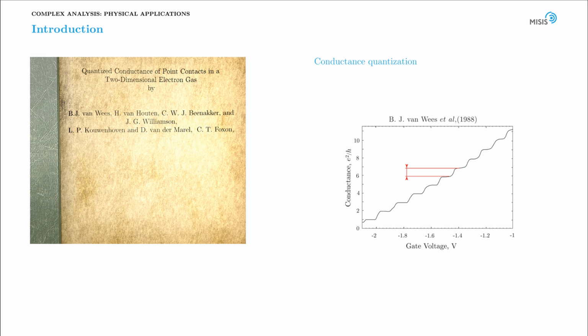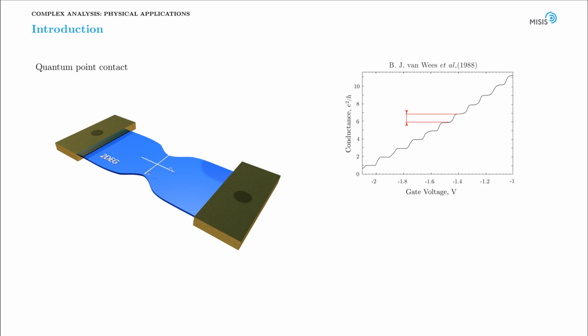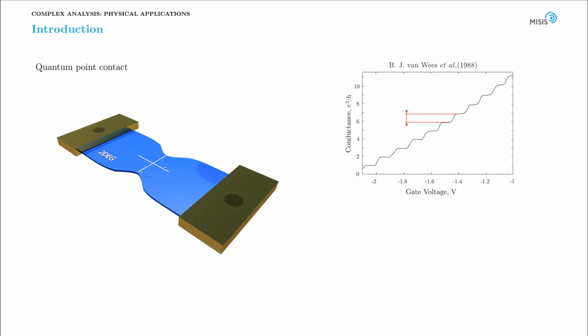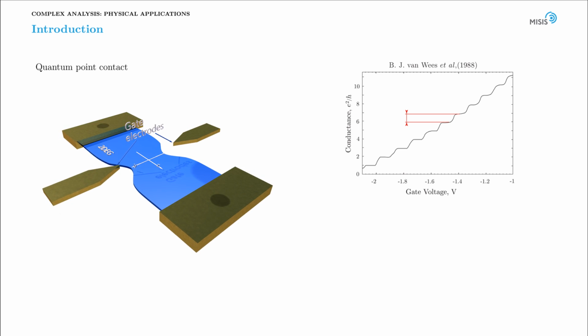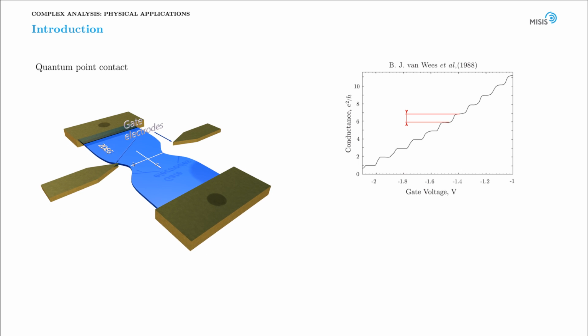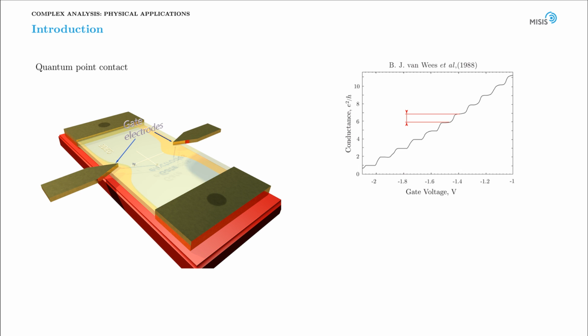Before we go any further, let me give you a brief remark about what a quantum point contact is. The quantum point contact is formed by the two-dimensional electron gas and gate electrodes, which control its shape. The two-dimensional electron gas, in turn, is formed at the interface of the heterostructure, for example, at the interface of gallium arsenide and aluminum gallium arsenide.